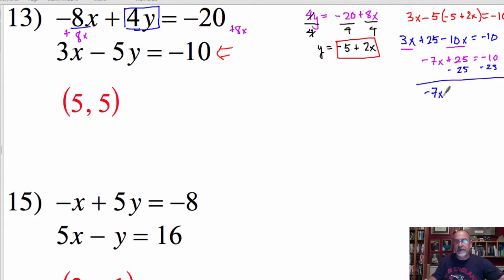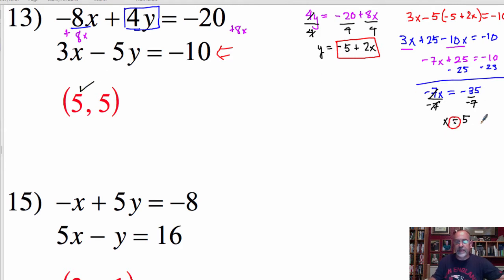So negative 7x is equal to negative 35. And then we're going to divide by that negative 7 to get that x completely by itself. So x is equal to a negative divided by a negative, which is a positive. So I have the value of x.